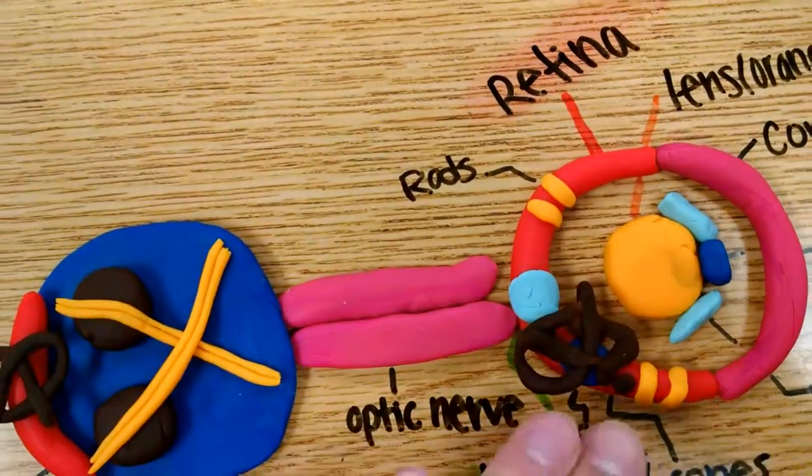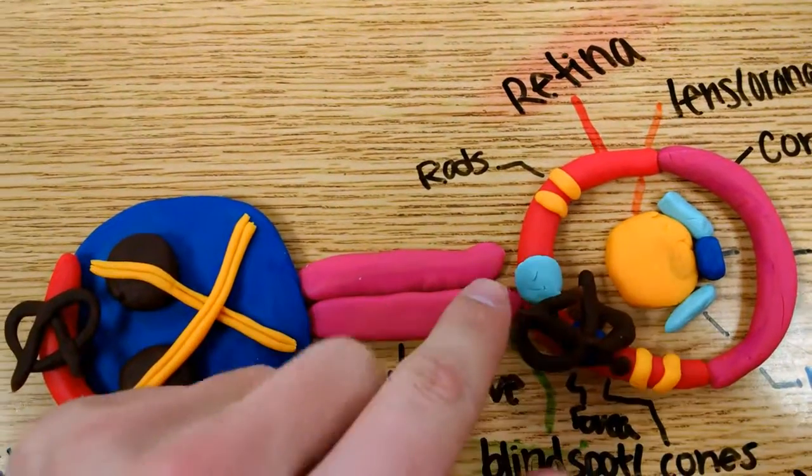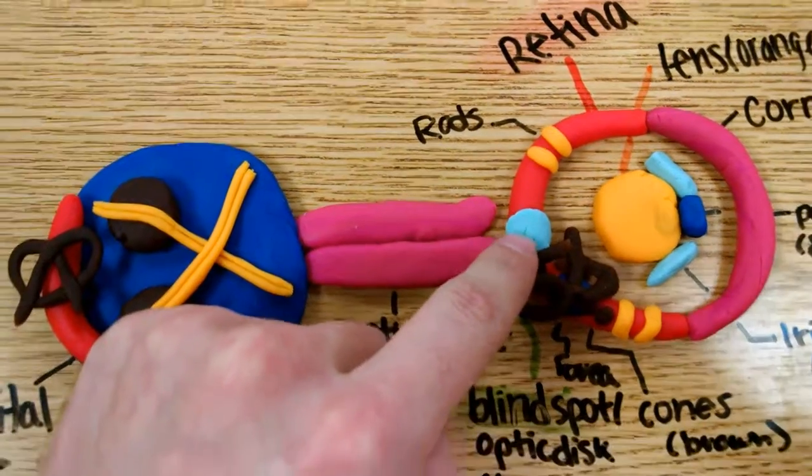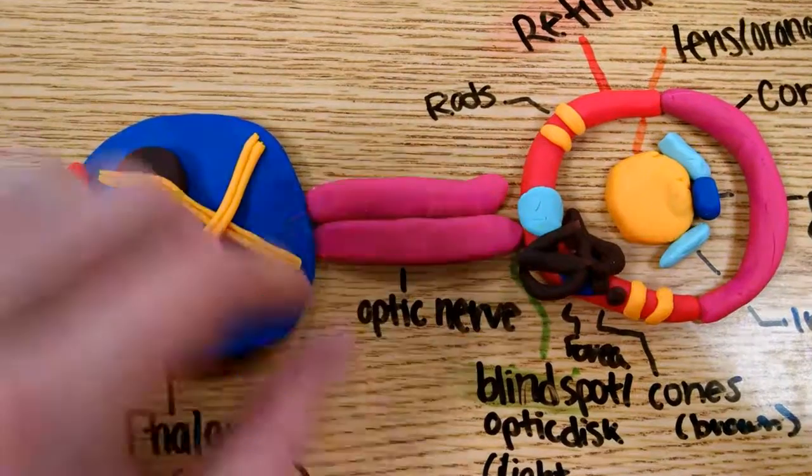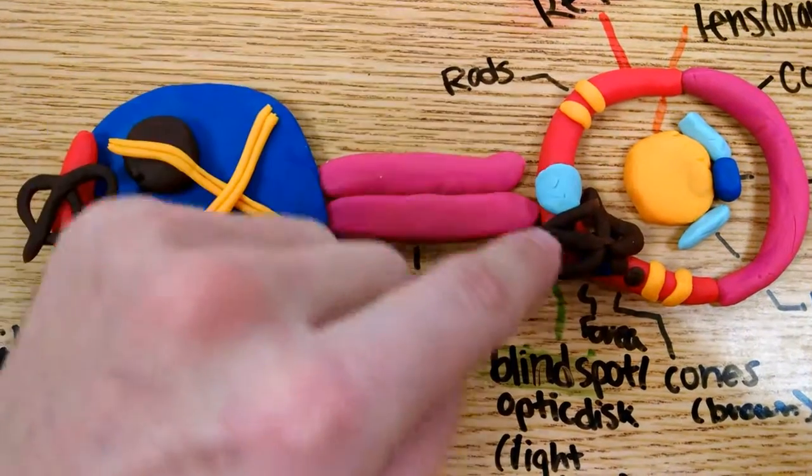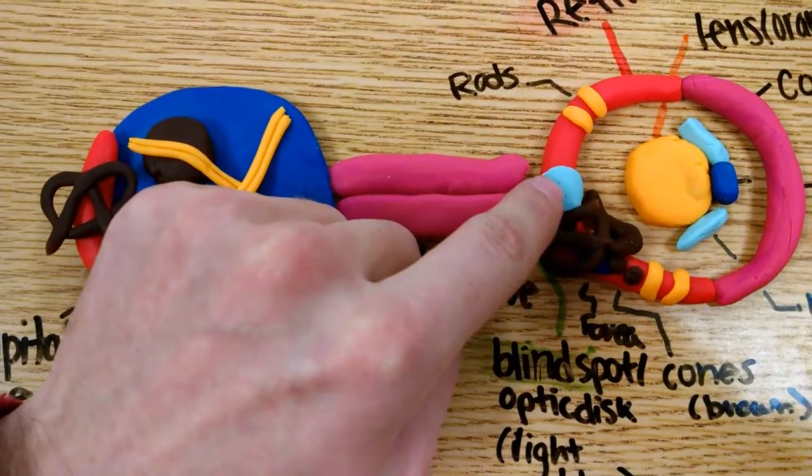Now, all of this happens all over the retina, except for this spot here, which is called the optic disc, or the blind spot. That's because the optic nerve is here and there are no photoreceptors, so nothing can be seen here.